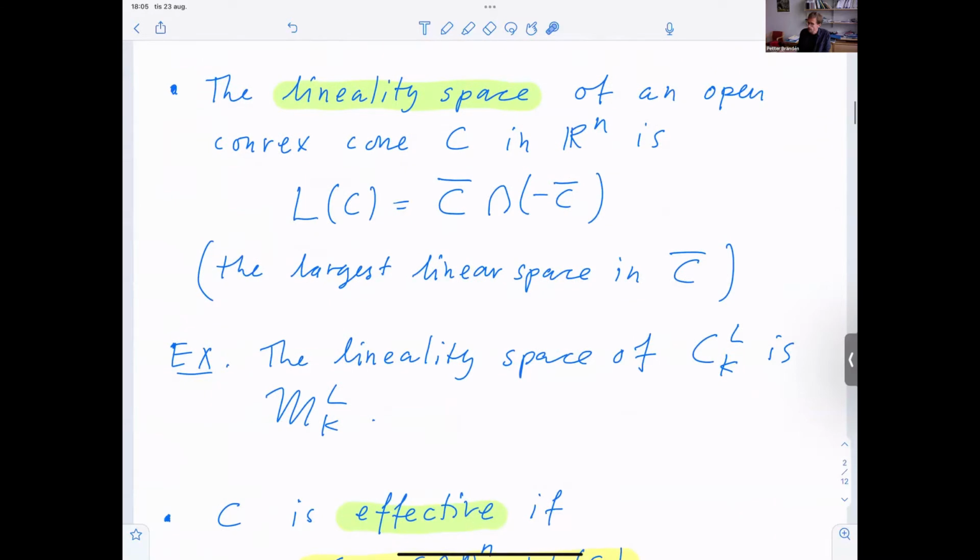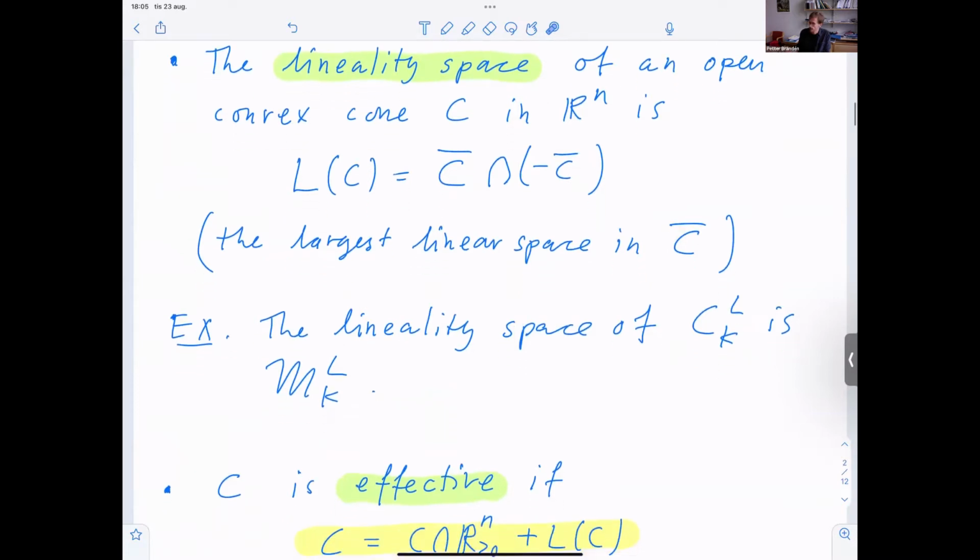And we recall what the linearity space of a convex cone is. It's the largest linear space contained in the closure. Another way of phrasing this is that it is the intersection of the closure of C with its negative. Now it's not hard to see that these modular elements lie in the boundary of C, and that they are actually the linearity space of this cone of strictly submodular elements.